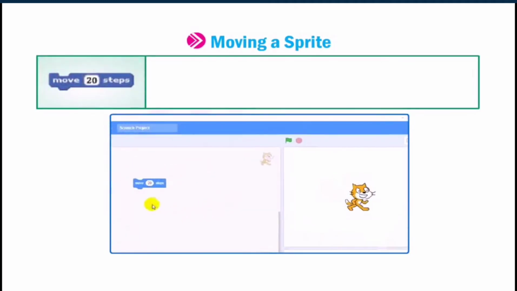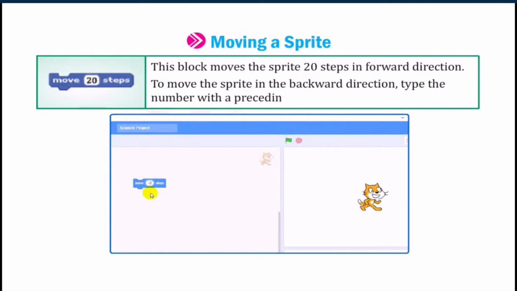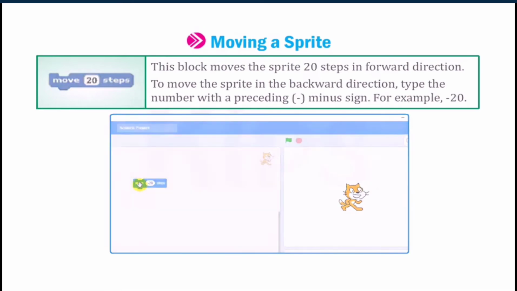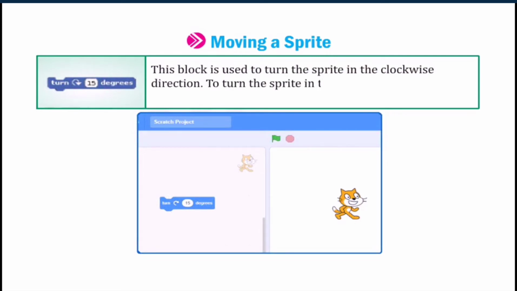Move 20 steps. This block moves the sprite 20 steps in forward direction. To move the sprite in backward direction, type the number with the preceding minus sign. For example, -20. Turn 15 degrees clockwise. This block is used to turn the sprite in clockwise direction. To turn the sprite in anti-clockwise direction, use the Turn anti-clockwise 15 degrees block.